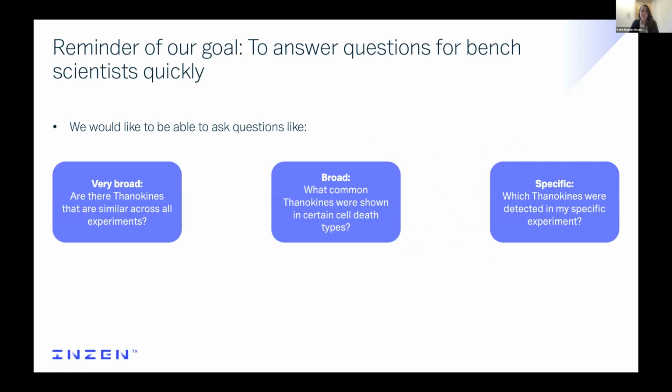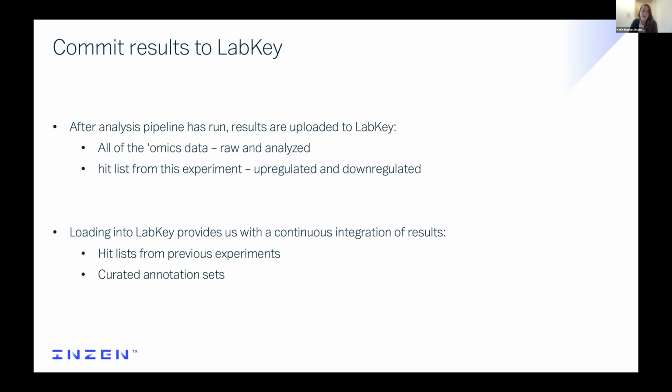So let me just remind you of our goal. Our goal is to answer questions for bench scientists quickly. They could be something like, are there thanokines that are similar across all experiments, which is very broad; less broad, which would be what common thanokines were shown in certain cell death types; and finally, very specific questions like which thanokines were detected in my specific experiment. And where we're able to answer these questions is through this commit results to LabKey set of functions.